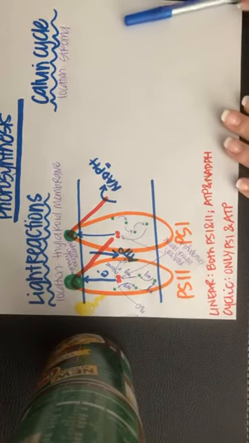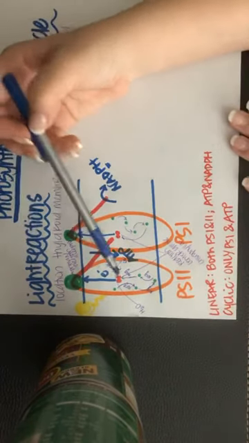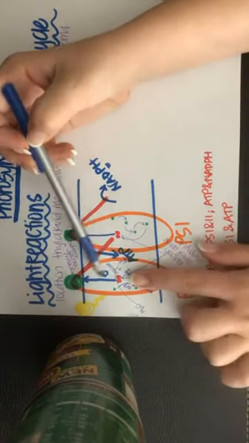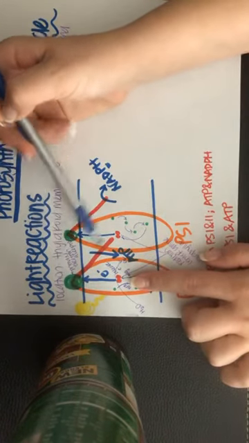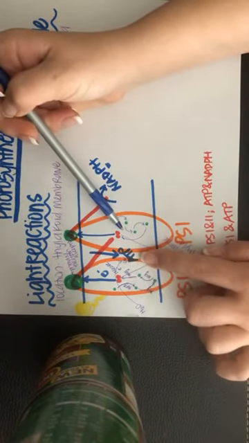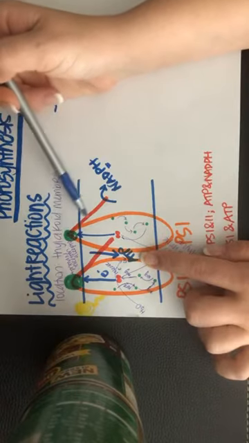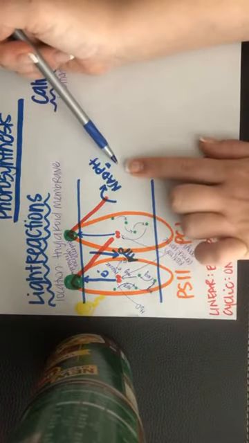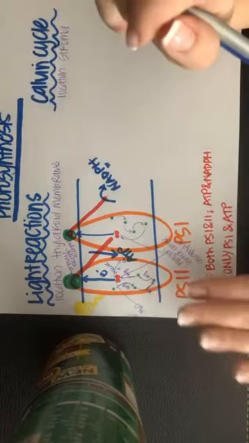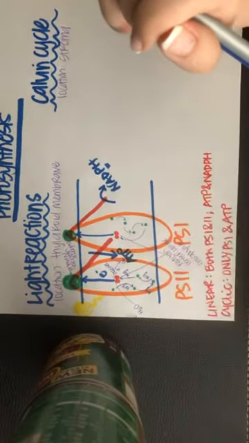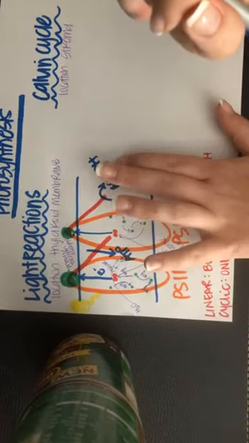So what ends up happening with linear is we go completely straight through this process. The electron comes up to this primary electron acceptor. It goes down this electron transport chain making ATP. Then it comes back up and goes down this electron transport chain making NADPH. So we're able to use both photosystem 1 and 2, and we're able to make ATP and NADPH.